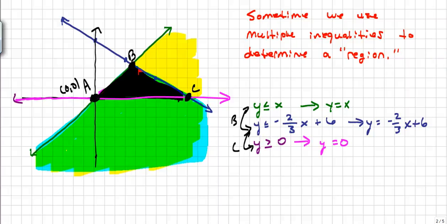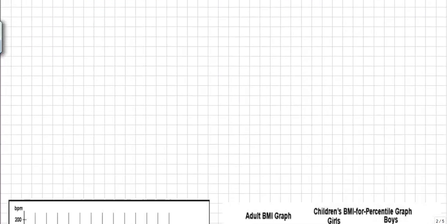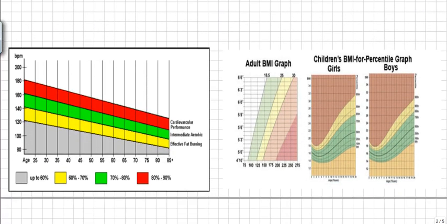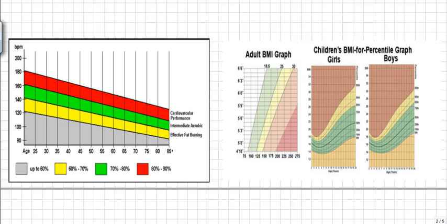Now, why are systems of inequalities important? You know, when will you ever use them? Well, believe it or not, one of the most common uses for systems of inequalities is when you look at heart rates and BMI, body mass index. You know, when you look at where your heart rate needs to be, between what area? It needs to be greater than this and less than this. That's two inequalities, and it kind of creates that little strip.